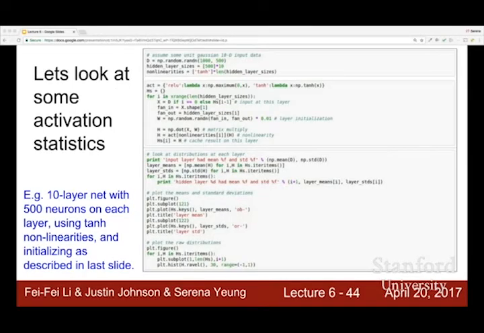So here, this is basically an experiment that we can do, where let's take a deeper network. In this case, let's initialize a 10-layer neural network to have 500 neurons in each of these 10 layers. Okay, we'll use tanh nonlinearities in this case, and we'll initialize it with small random numbers, as we described in the last slide. So here we're going to basically just initialize this network. We have random data that we're going to take, and now let's just pass it through the entire network. And at each layer, look at the statistics of the activations that come out of that layer.